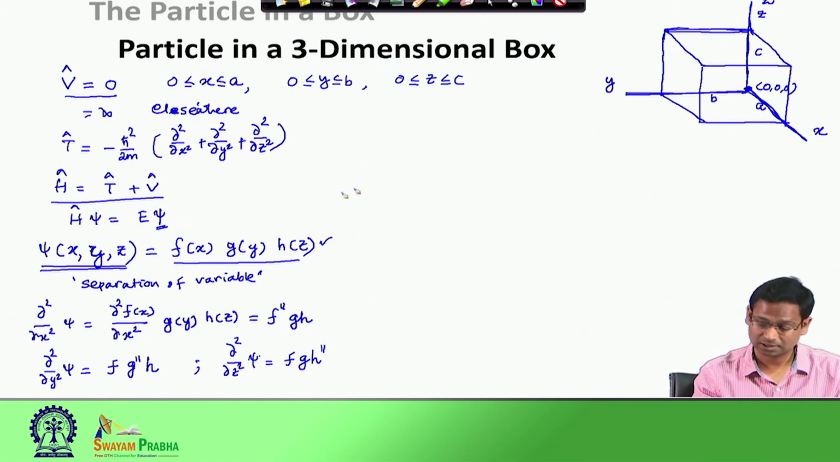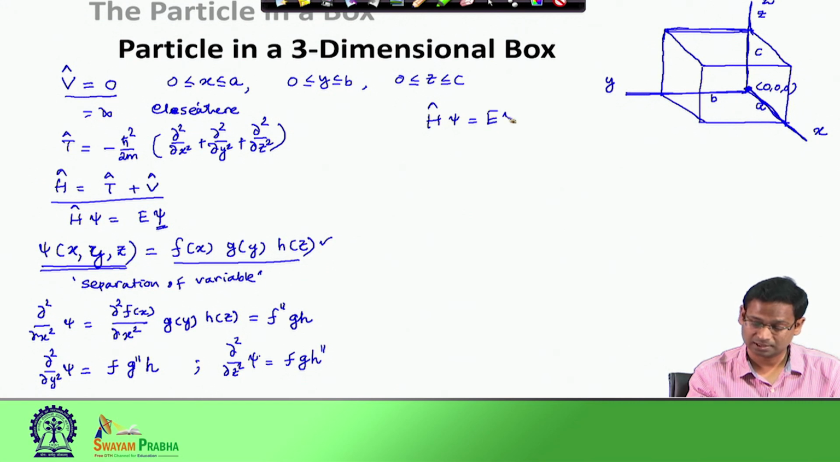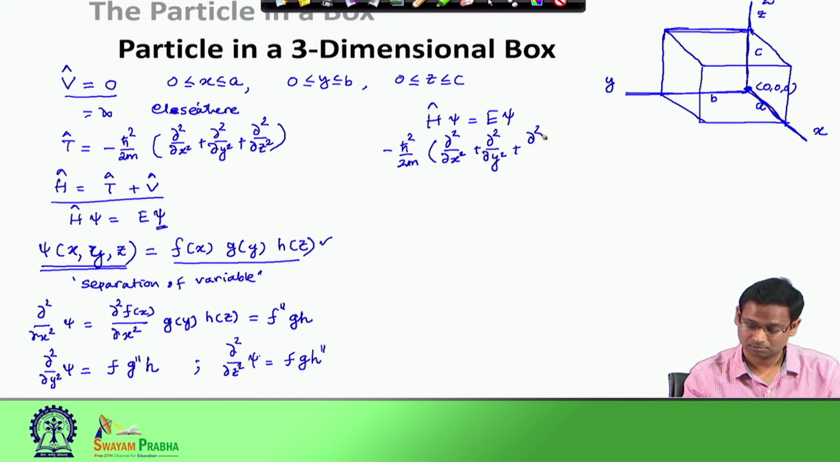So, this is the starting point. We have H psi equals E psi. So, therefore, minus h bar square by 2 m d square, these are the partial derivatives with respect to psi, which is f g h, equals E f g h.